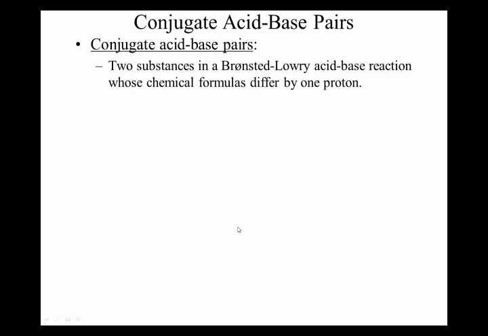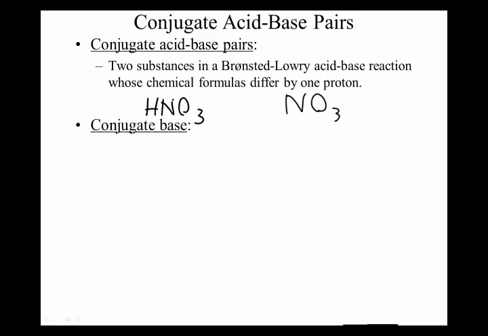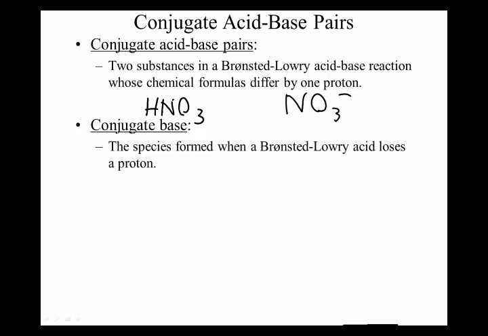So if I take any acid, HNO3, right? When it loses a proton, what I get is its conjugate base. And its conjugate base would be NO3 minus. So I take away a hydrogen, and I give it a more negative charge because I'm taking away something that's positively charged. So this is a species formed when an acid loses a proton.